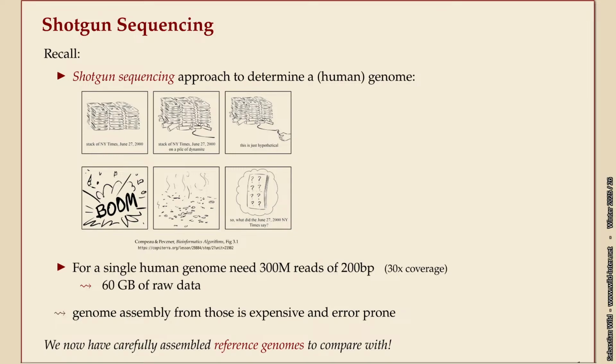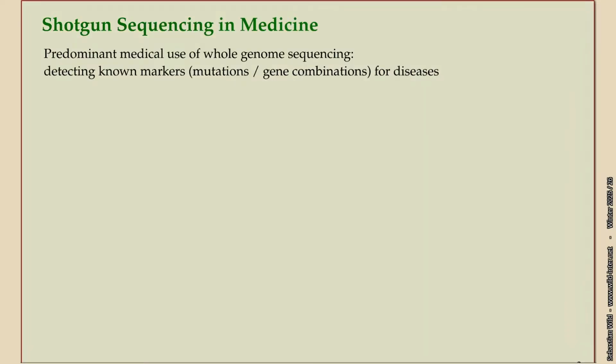So luckily, we don't always have to do that. We now have, for humans at least, a reference genome that we can somehow try to make use of. Whereas this was called de novo sequencing, so sequencing from scratch, as if we knew nothing. Maybe we don't have to do that all the time. And there's another motivation for why we may not want to do de novo sequencing all the time. That is how full genome sequencing is actually used for medical applications.